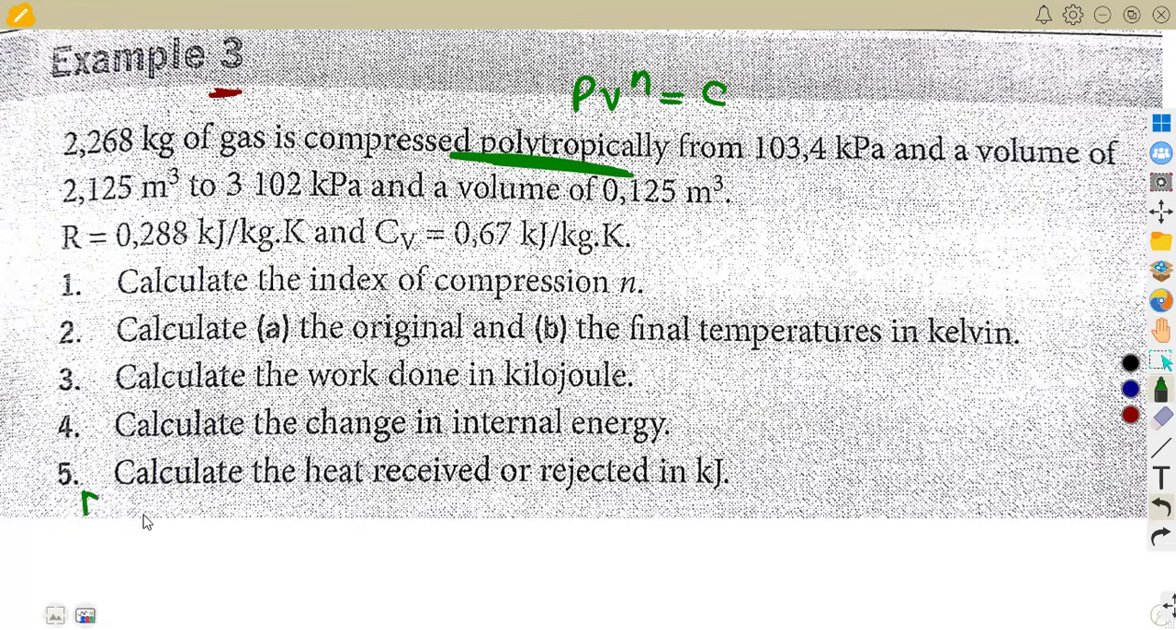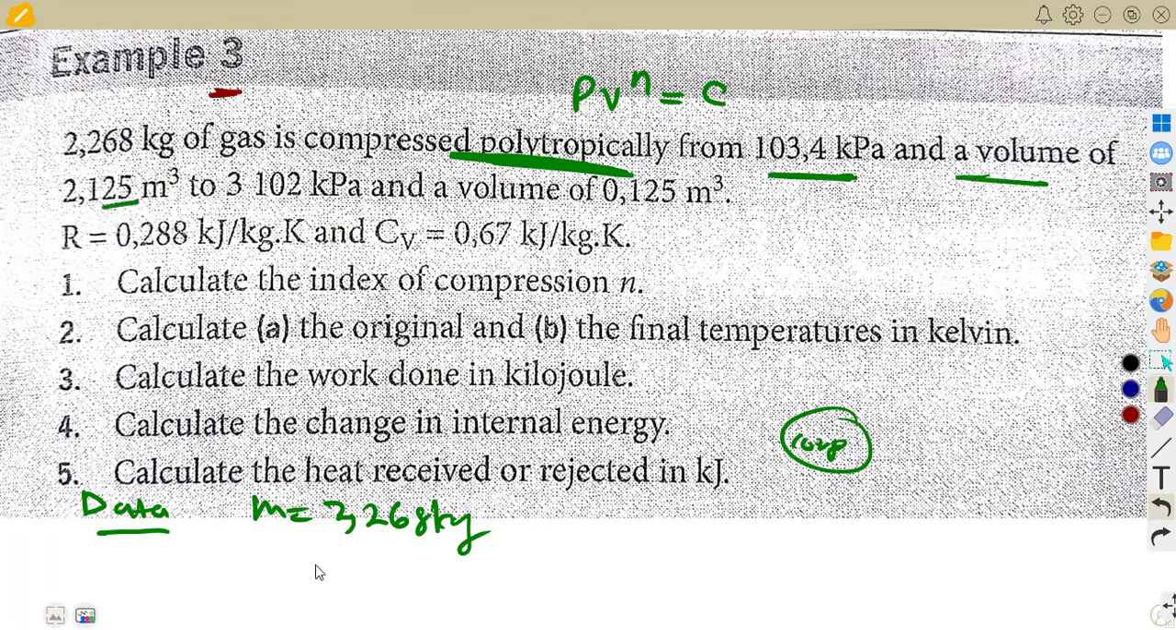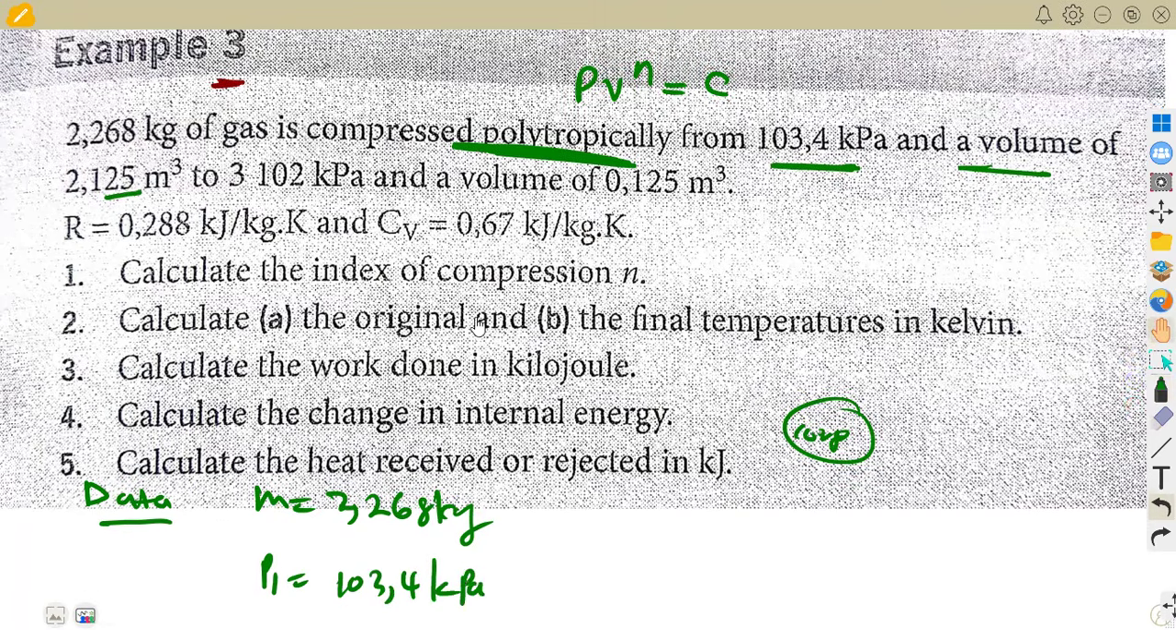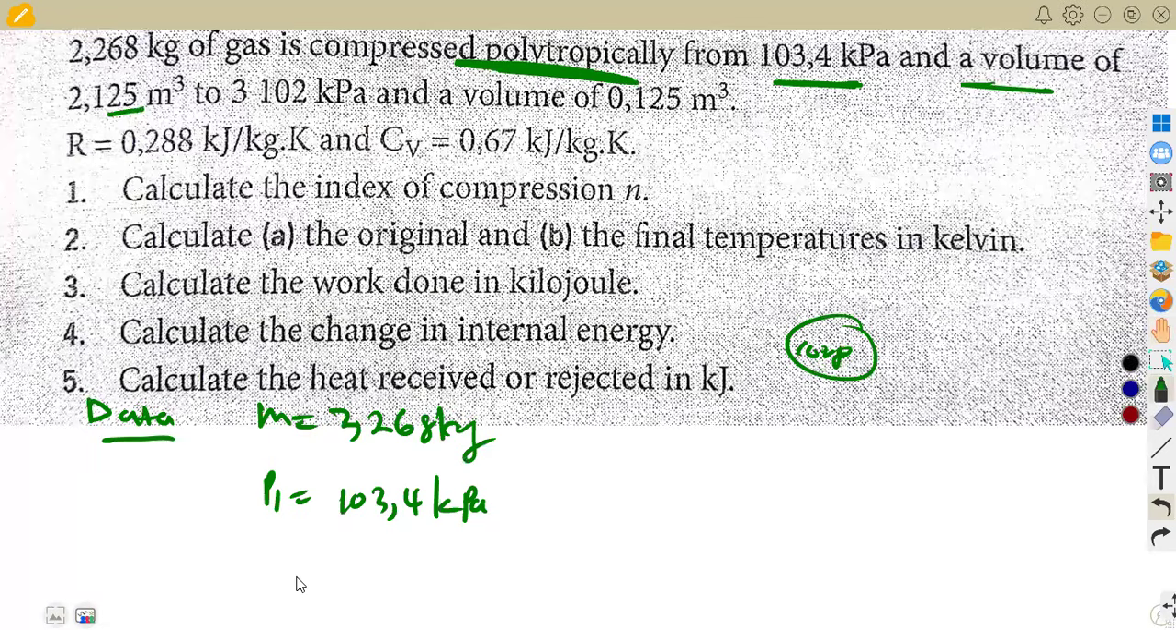So we are given the mass in this case. Let us take our information. The mass is 2.268 kilograms. You can have your diagrams for compression, but what you need to know is that it is being compressed, so the work done would be negative if we calculate it. It was compressed from an initial pressure of 103.4 kilopascals and a volume of 2.125 cubic meters.